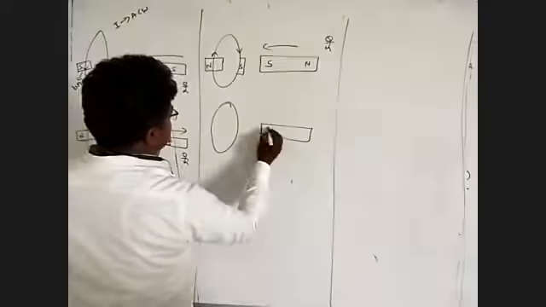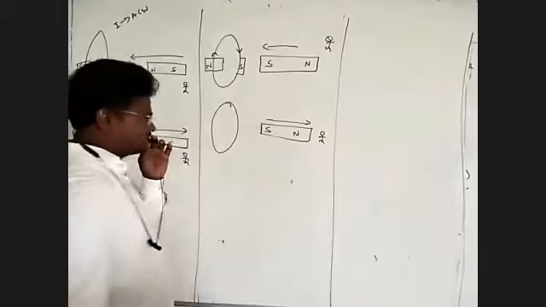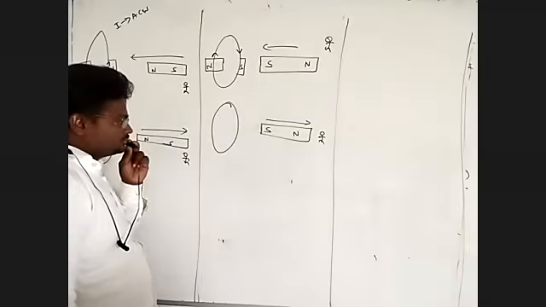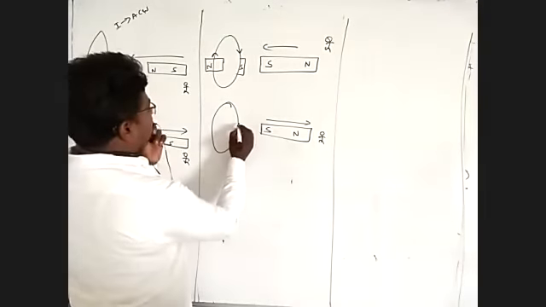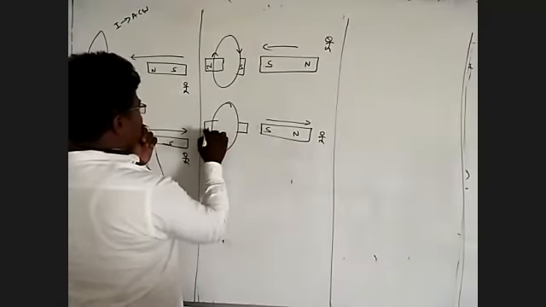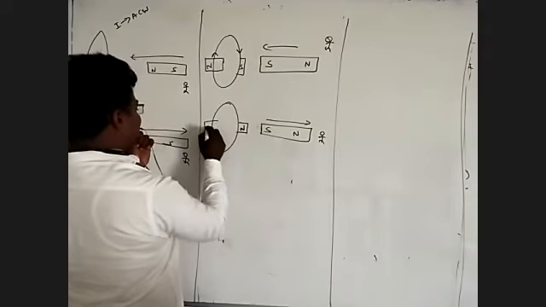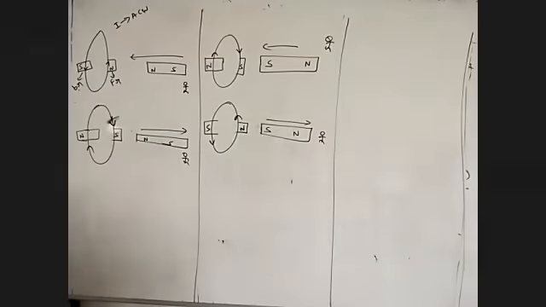Now next, this is a ring. The south pole of the bar magnet is moving away from the coil. The front ring acts as a north pole, and the back ring acts as a south pole. The current is in the anti-clockwise direction. Now you see clearly.